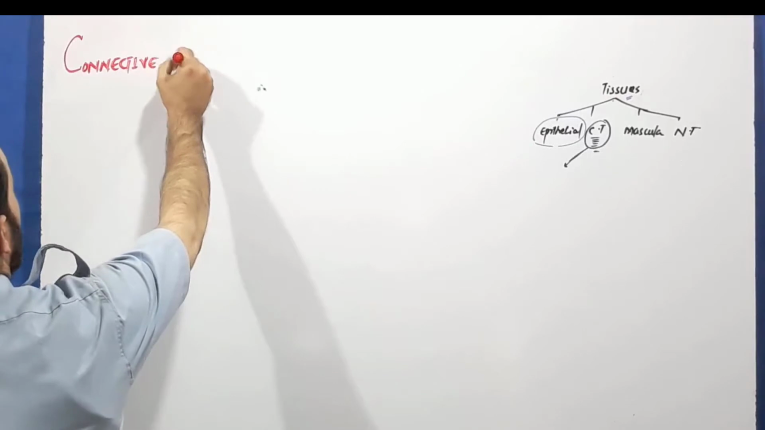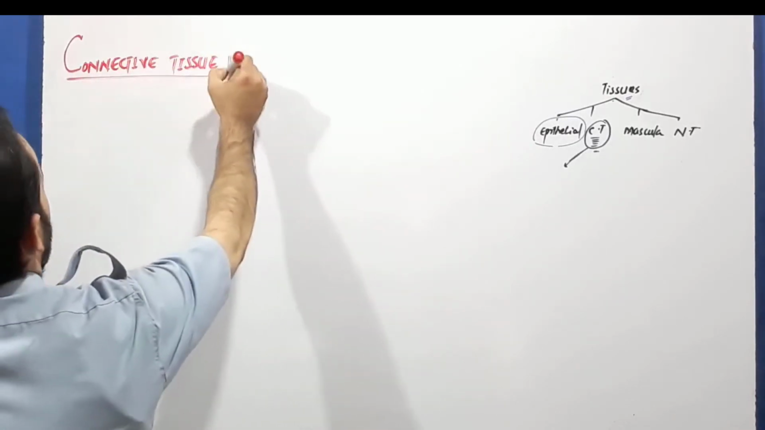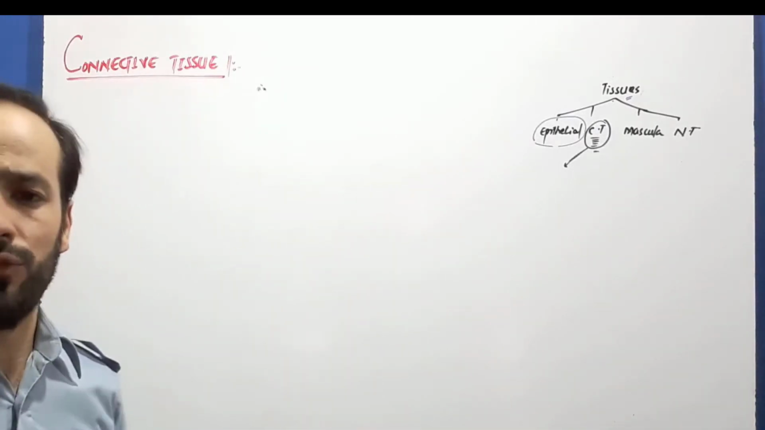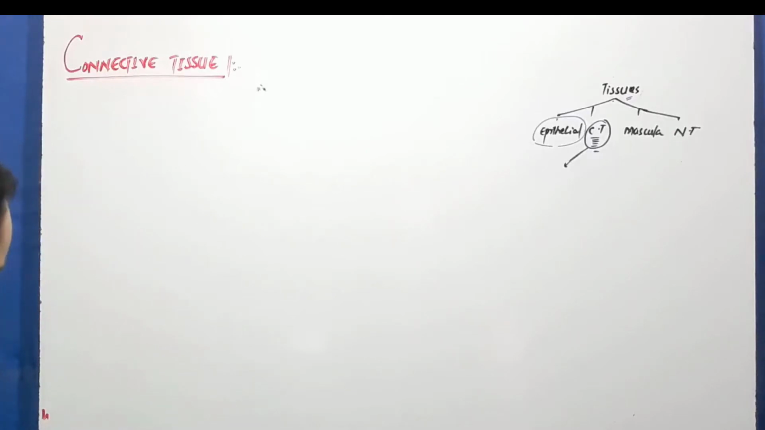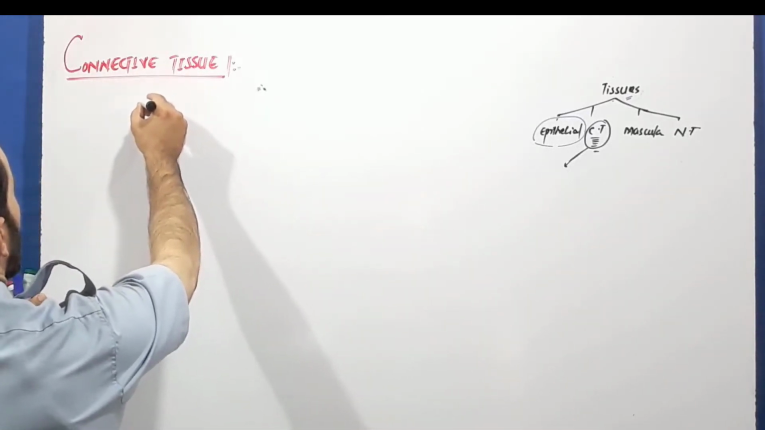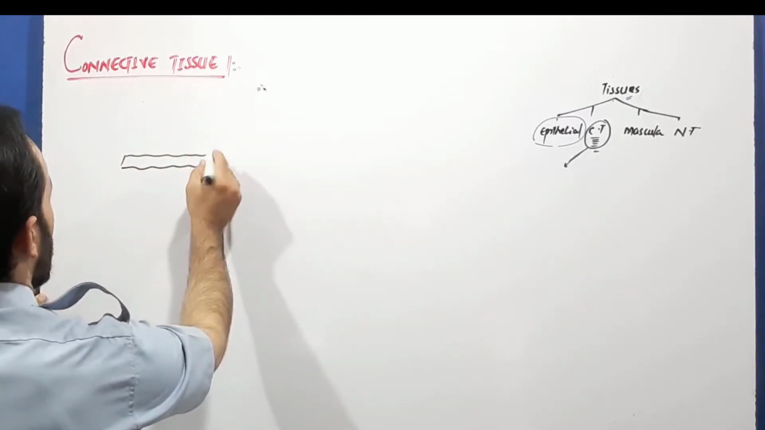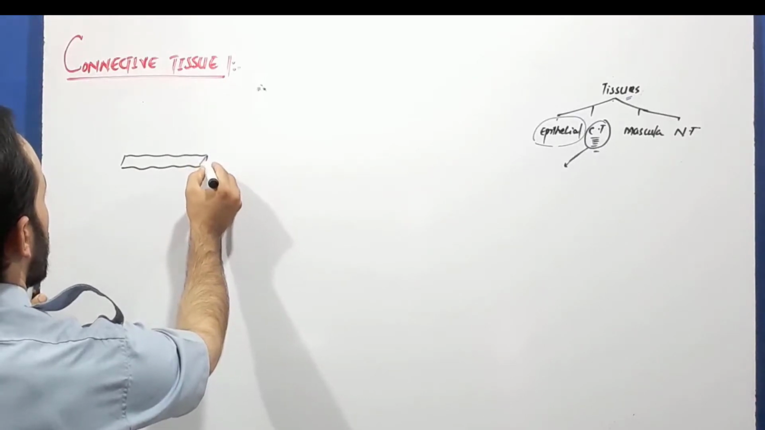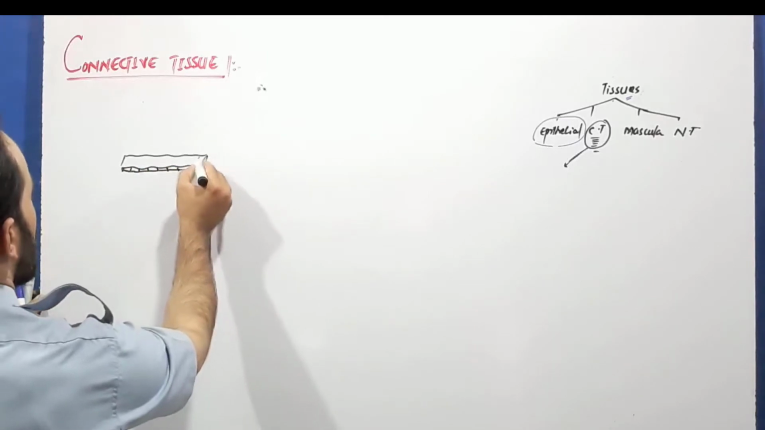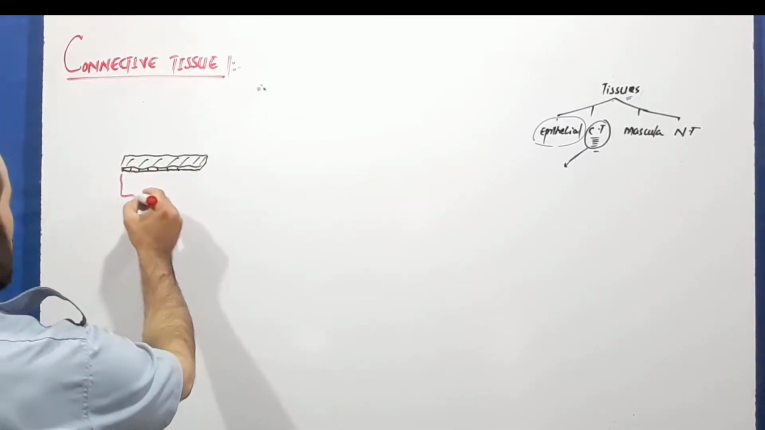Connective tissue, friends, as I told you, wherever in your body there are those 3 tissues, there must be the presence of connective tissue. So if anywhere in your body there is epithelial tissue, there must be connective tissue related to this epithelial tissue.